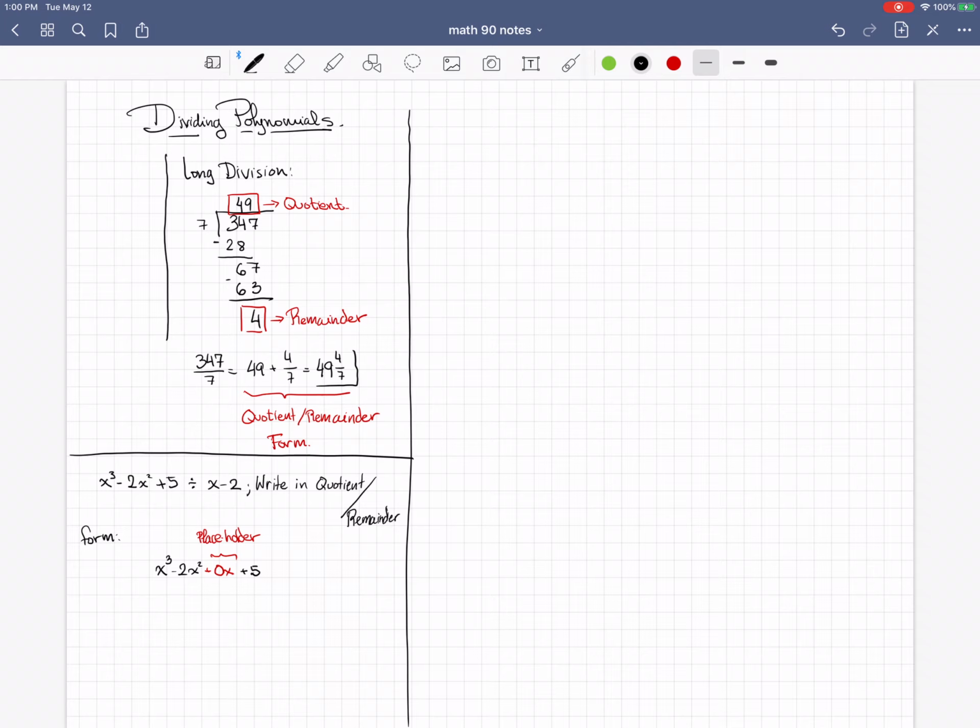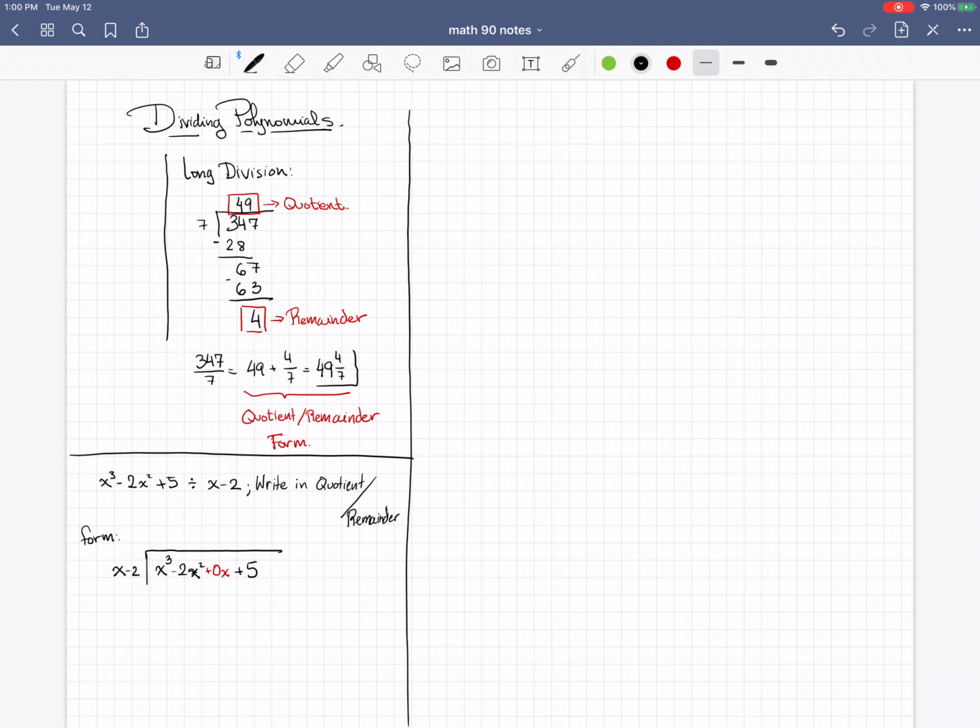Okay, and then we're going to divide this. And you know what I'm going to do? I'm going to delete the placeholder words because they're taking up space. So plus 0x plus 5. And then I'm going to divide this by x minus 2.